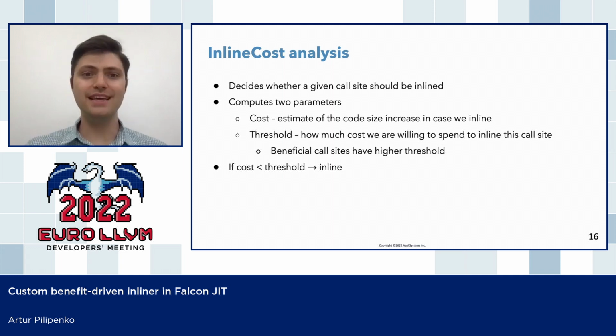The cost here is the estimate of the code size increase in case we inline. And the threshold is how much cost we're willing to spend in order to inline this particular call site. Beneficial call sites will have higher threshold and the other way around. And in the end, if the cost is below the threshold, we decide to inline.